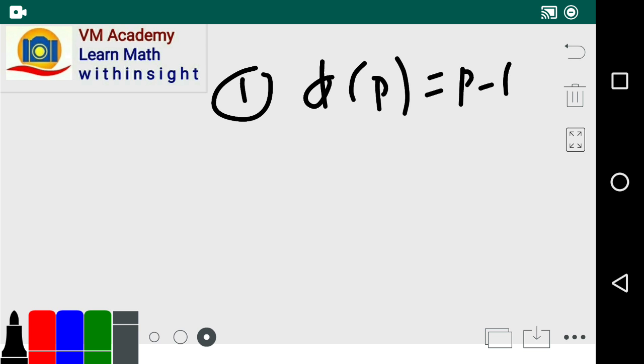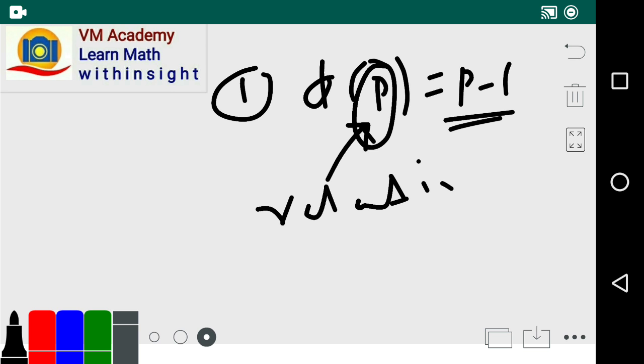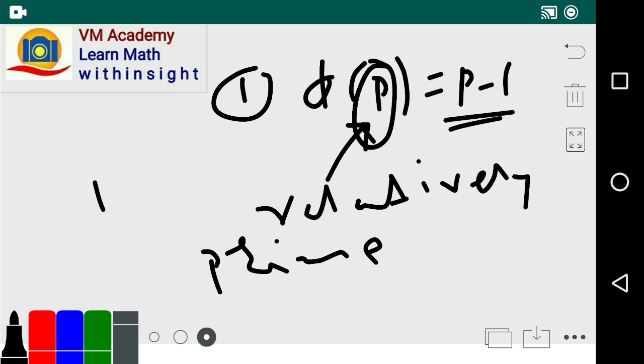Phi of p means the total number of numbers that are co-prime to p, that is, they do not share any prime factor with p and are less than p. So phi of p means the total number of relatively prime numbers up to p.